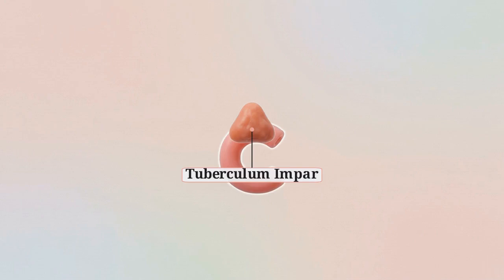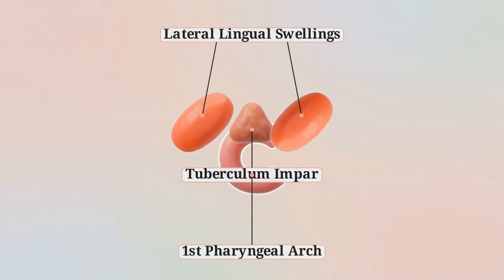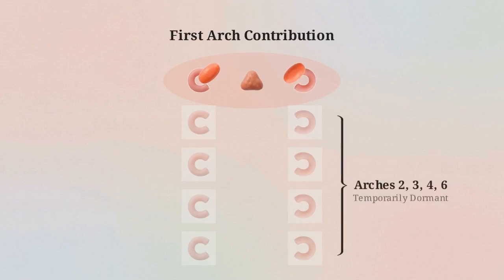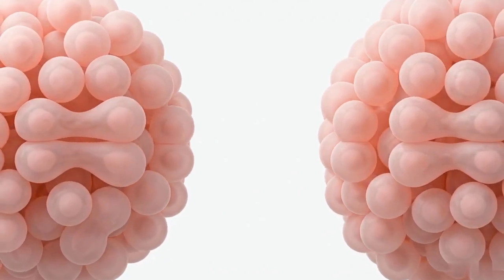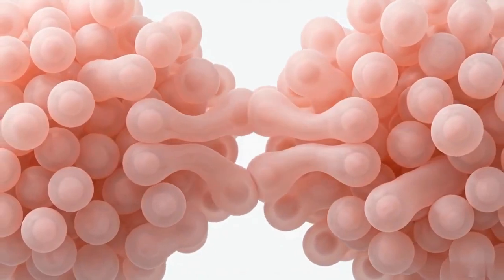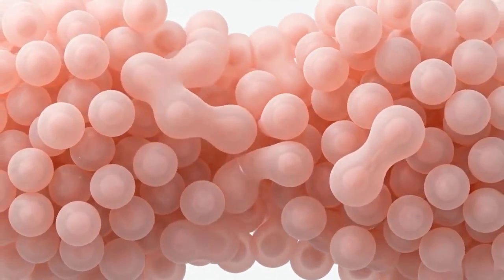This swelling emerges from the mesenchyme within the first pharyngeal arch. Immediately, 2 oval lateral lingual swellings develop on either side of the tuberculum impar. These 3 swellings establish the first arch's contribution, while the remaining arches have yet to participate in the developmental process. Inside those lateral lingual swellings, mesenchymal cells multiply rapidly, driving an expansion of tissue mass toward the midline.